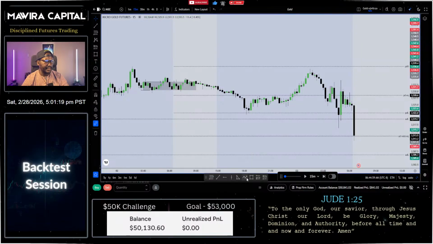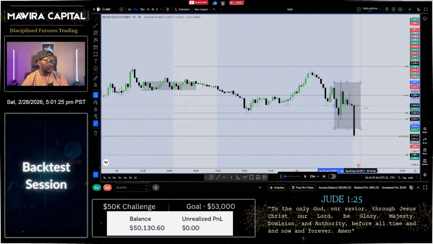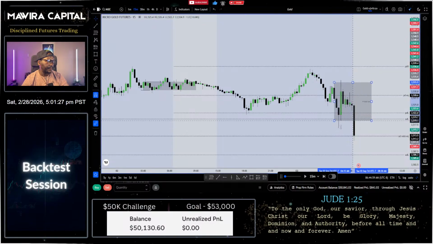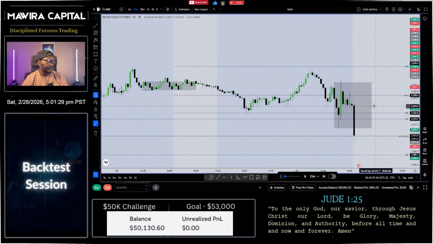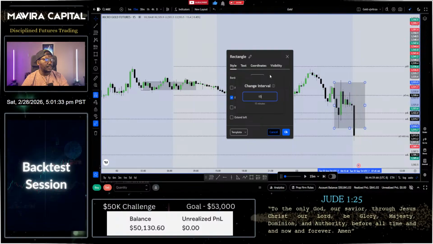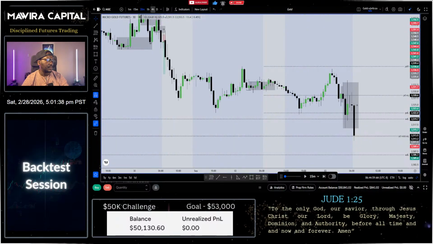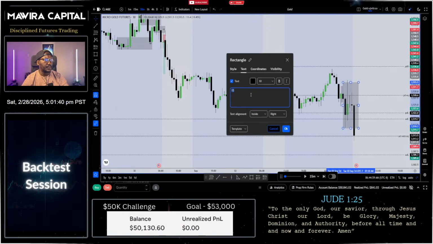Okay, I like this one. Let's use this one. I think we'll get lower prices from what I'm seeing right now. I wonder what it looks like on the 30 minute. Same zone.